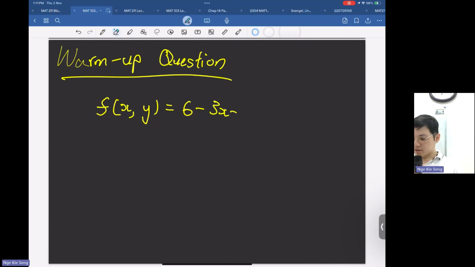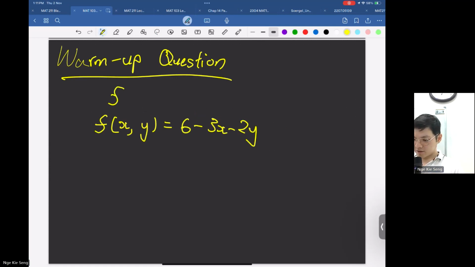So this function here is going from where to where? Can you recognize? It goes from R2 to R, because you can input two numbers x and y and then output one number. Can you guess what object this is? You should see the function and then imagine the object. Not quite right, there are a lot of lines here. This is a plane.